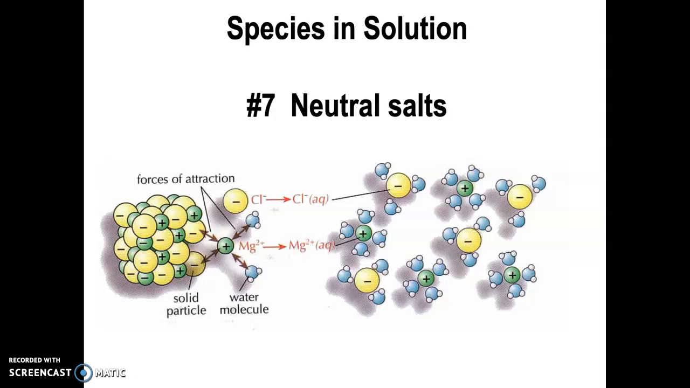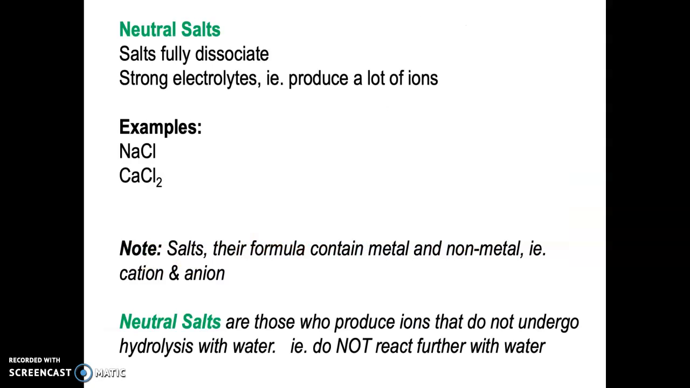In this video, I'll explain the species present for a neutral salt. So salts fully dissociate. They produce lots of ions, which means they're strong electrolytes, which will make them good electrical conductors. Examples of neutral salts are sodium chloride and calcium chloride.